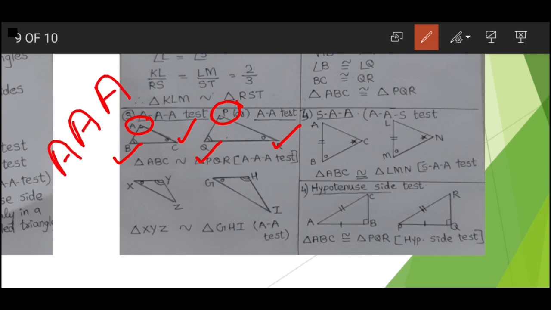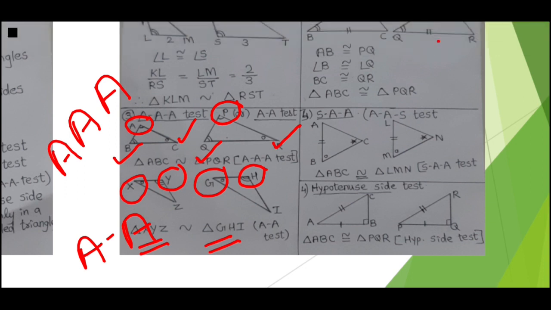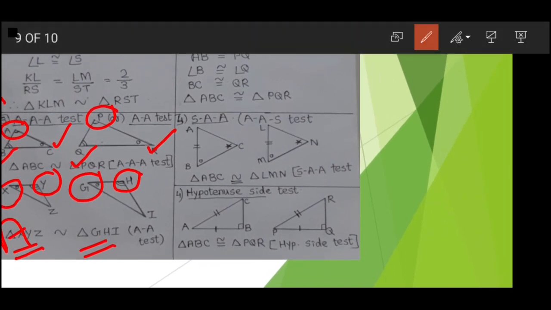A test. Coming below, children, here two angles are given, that is, angle X is congruent to angle G, angle Y is congruent to angle H. Two angles are given. Then we can say that both the triangles are similar by double A test. Now let's go to the other part, that is congruence of triangles, SAA test. In congruence of triangles there are 4 tests and in similarity there are 3, because for the last one you can write either AAA or AA.